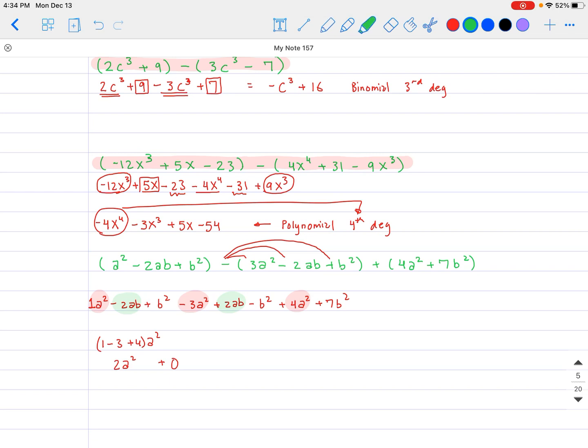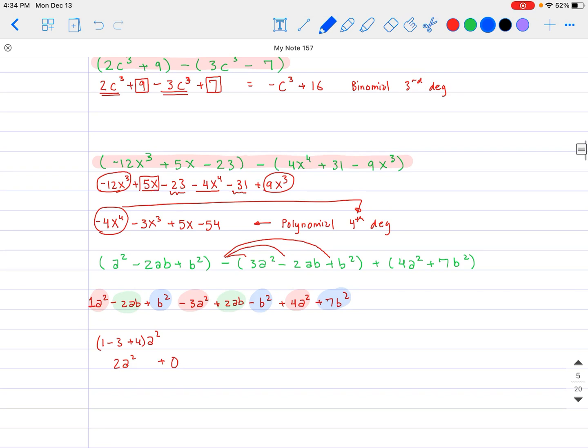And finally, for the last part, we're going to look at the b squared terms. So that's this one, and then that's this one, and then that's this one. So notice how I color coded to keep everything organized, and maybe you should do the same thing too. So b squared and then minus b squared, so they cancel each other out, and all that's left is just the 7b squared at the very end.